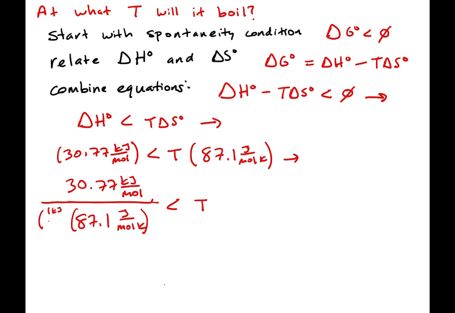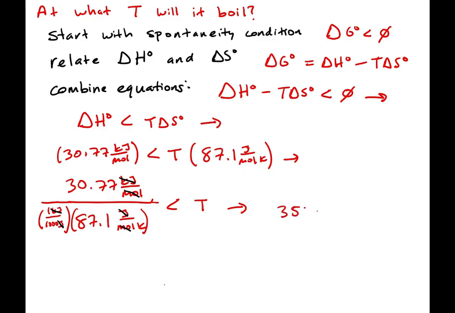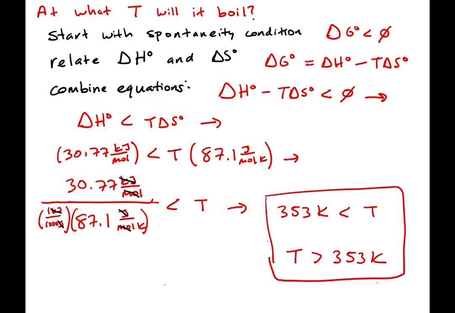So 1 kilojoule is 1,000 joules. And in terms of the units here, we have joules cancel, and now kilojoules on the bottom, kilojoules on the top, that cancels. Moles and moles cancel out, and I'm left with just Kelvin. And that's a good thing because I'm finding a temperature here. The number that I get is 353 Kelvin is less than T. Or you could also rewrite that as T is greater than 353 Kelvin, meaning that at a temperature above 353 Kelvin, you should be able to boil the benzene.